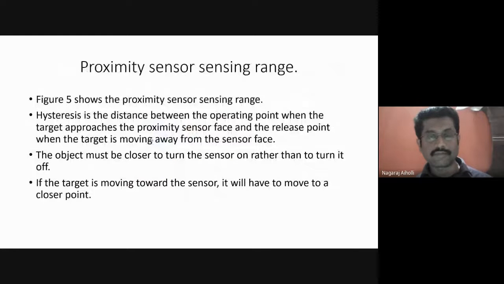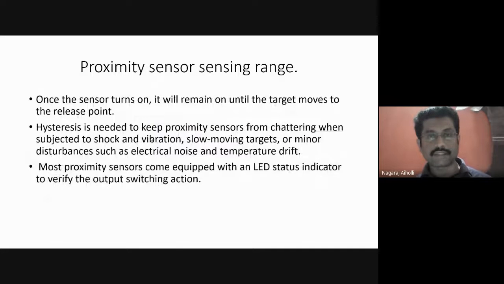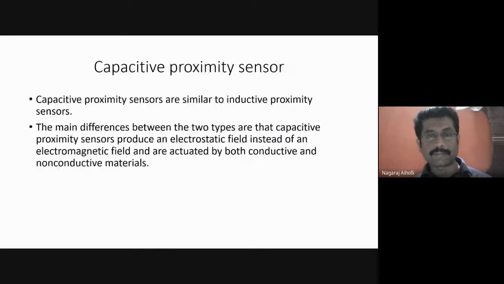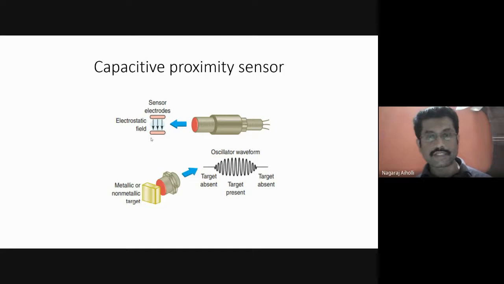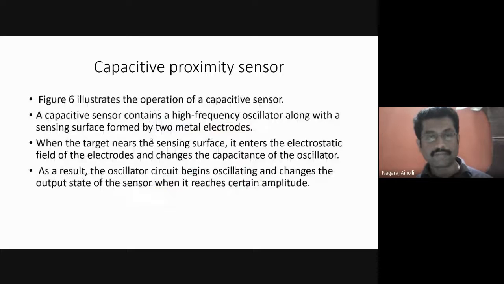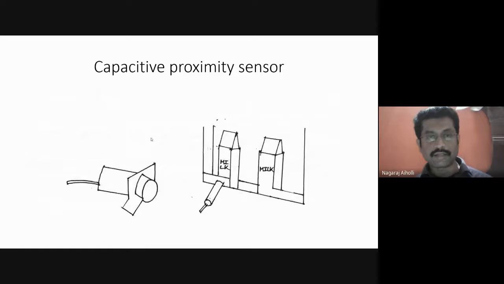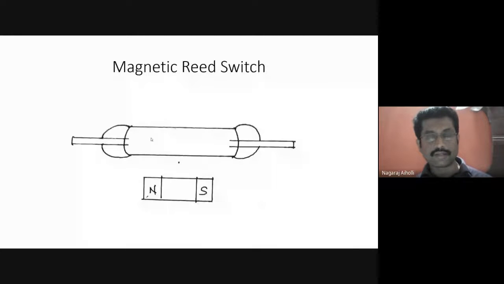Then later, we explained the sensor range, considering the hysteresis zone, operating point and the release point. Capacitive proximity sensors. The difference between capacitive proximity sensor and the inductive proximity sensor, we explained the points about that. Then application of capacitive proximity sensor to sense the milk contained in the container, to identify empty milk boxes. Then magnetic reed switch, the diagram and explanation of magnetic reed switch.